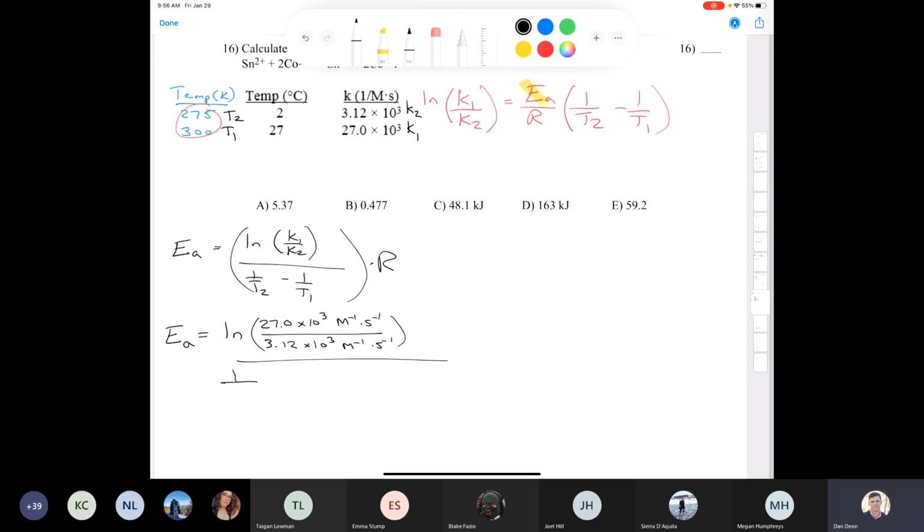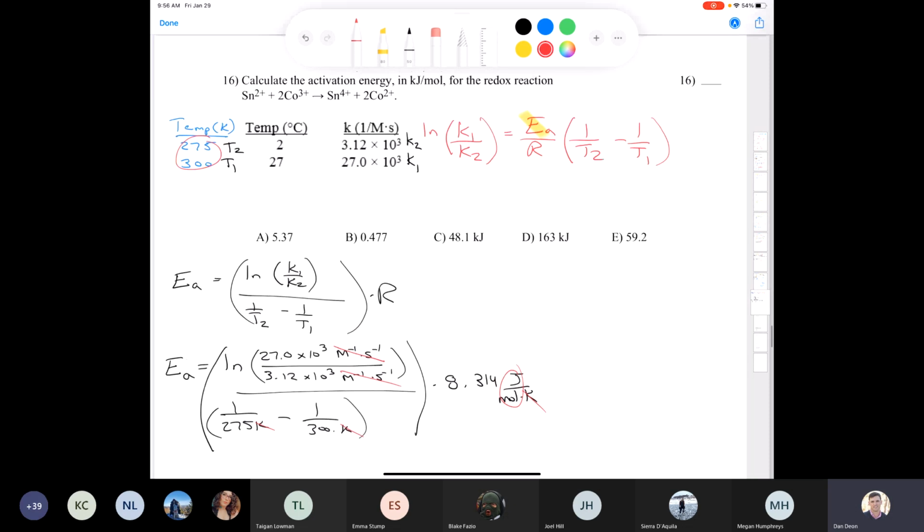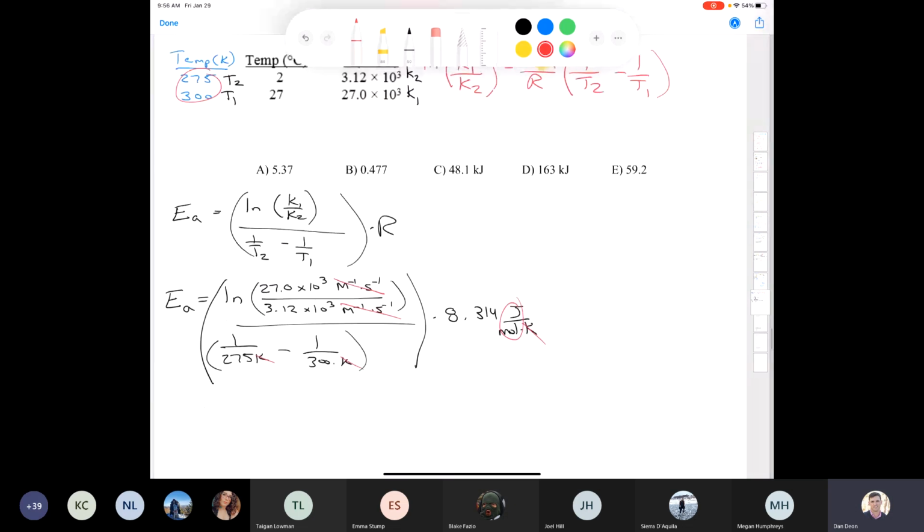We divide that by 1 over T2, which is 275 Kelvin, subtract 1 over 300 Kelvin, and then we take all of that and we multiply it by 8.314 joules per mole Kelvin. Okay, and there you see that the units of reciprocal molar and reciprocal seconds cancel. Kelvin cancels, and we're left with joules per mole. And notice that all of our answers are in kilojoules per mole, so we'll have to do one conversion at the end.